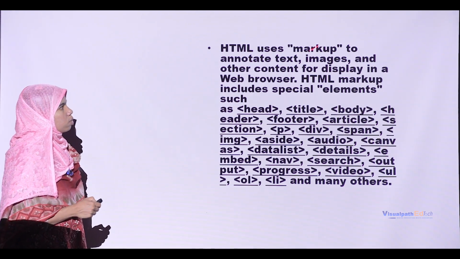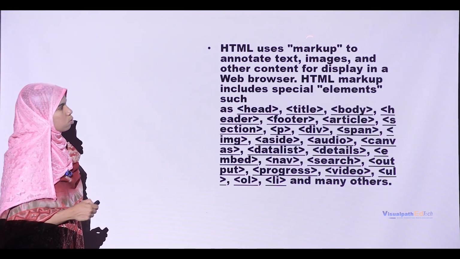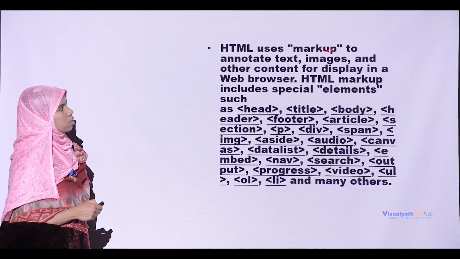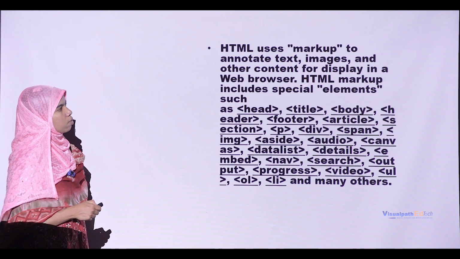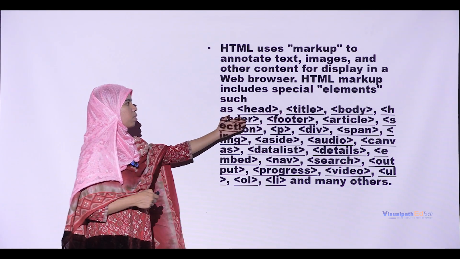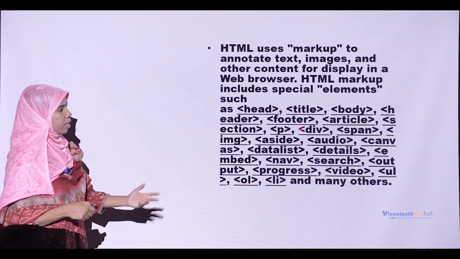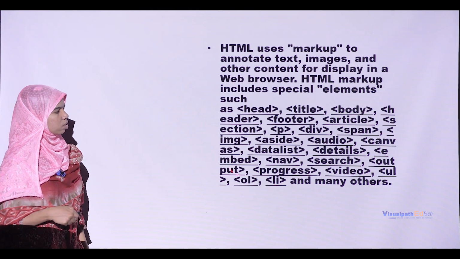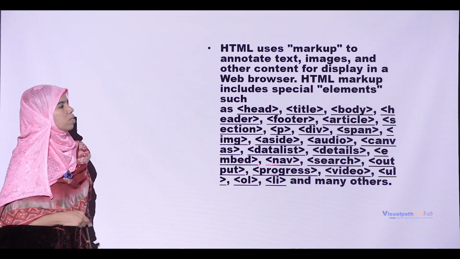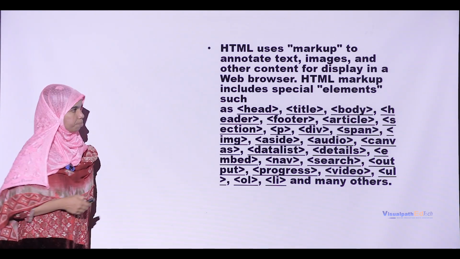HTML uses, what does it use? It uses a markup language. We use markup as a term for annotating the text, image, or other content that we want to display onto the browser. For example, you can display the head section, the title, the body, the header, the footer, the paragraph, the font, the image. There are so many such terms that we can display, and each one of them is identified as an element of the HTML page.